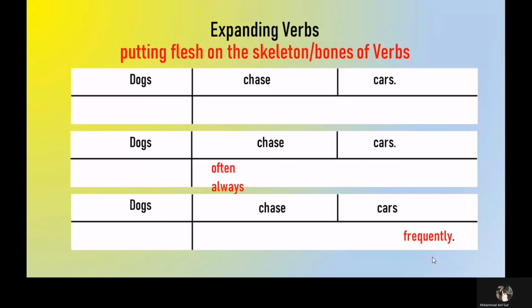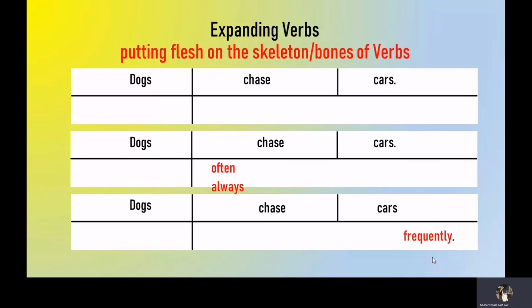An adverb may even come after the object, as we can see in the third sentence, that dogs chase cars frequently. Frequently is qualifying the verb chase. Frequently is giving further information about the verb, about chase. So it is an adverb, but it can also come after the object, as we can see in the last sentence. Dogs chase cars frequently.